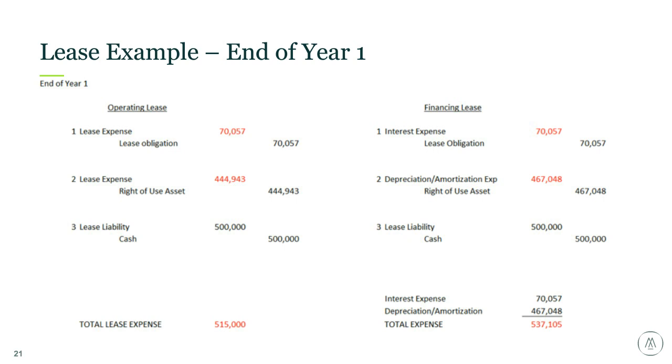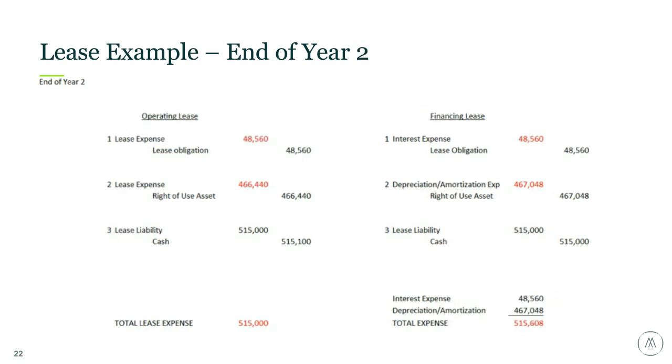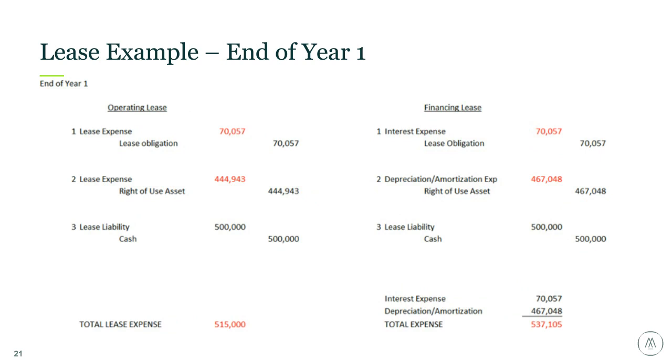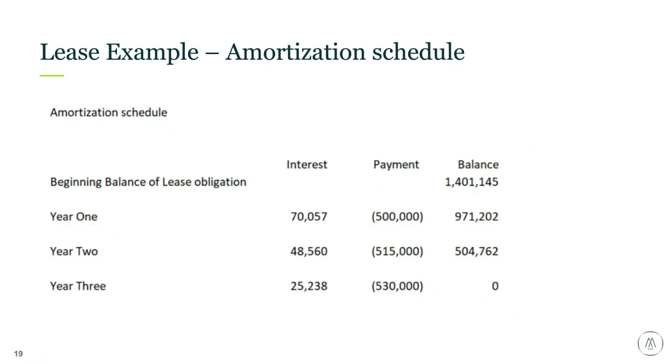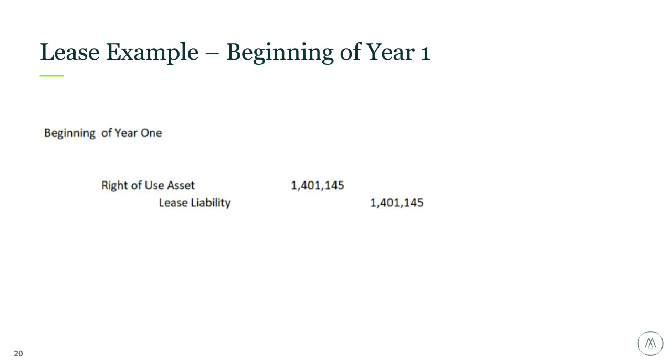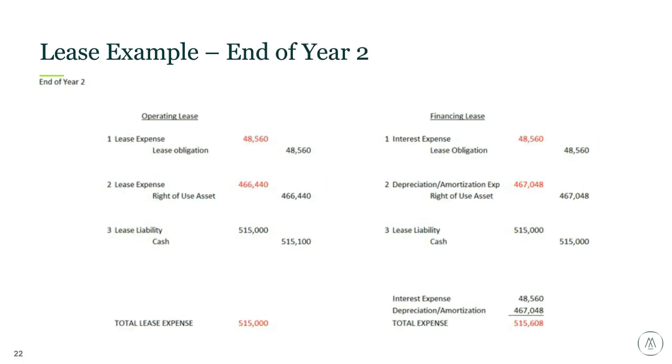So we look at year 2, very similar, the $48,560. I'm just going to flip real quick back here so you guys can see that on the amortization schedule. The $48,560 in year 2 is interest. Let me go back to year 2 here. There's the $48,560 again. Now my cash is $515, like it was before. And I've got to get my total expense to equal $515, so I balance it by reducing the asset by $446. And then similar financing lease as the previous year.